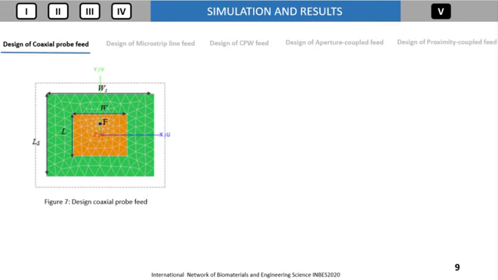First, the rectangular microstrip antenna will be fed by a coaxial probe technique as shown in figure 7. The feeding probe is placed at the point F, and the distance between the center of the patch and the point F, YF, is equal to 7.5 mm. The simulation results for the reflection coefficient are depicted in figure 8.